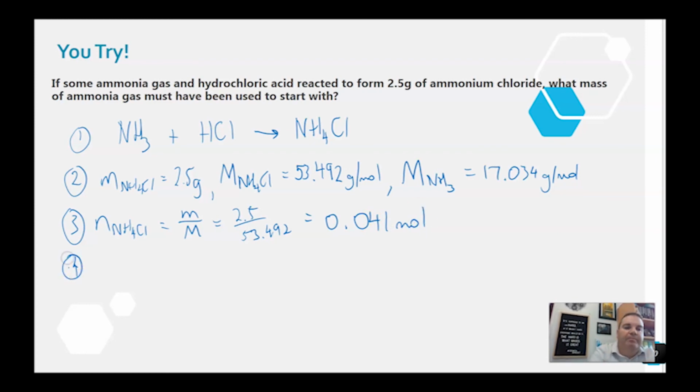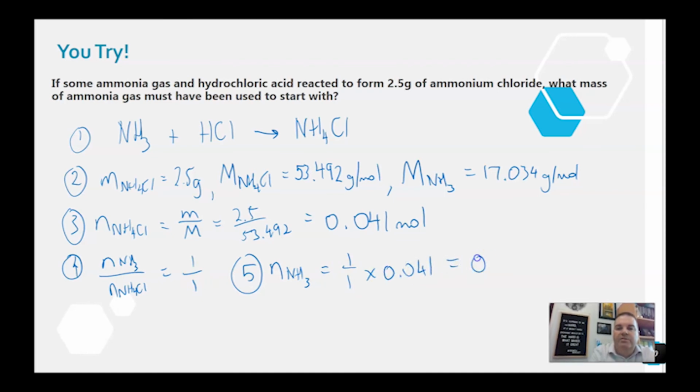The mole ratio is number of moles of ammonia. That's what we're trying to work out over number of moles of ammonium chloride. So from the equation, that's 1 over 1. So what's really good about that is that for step 5, the number of moles of ammonia is just 1 over 1 times by 0.041. So it's still going to be exactly the same number of moles.